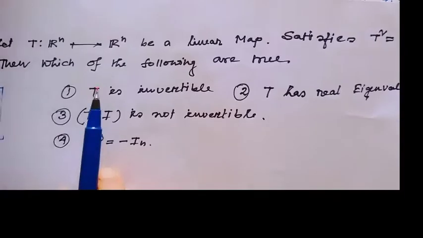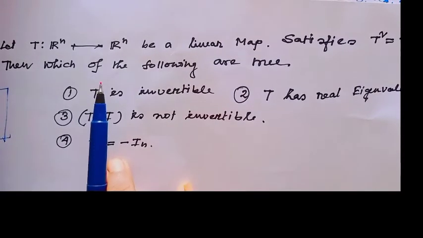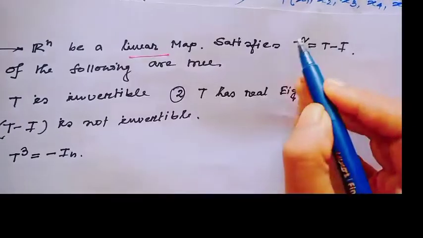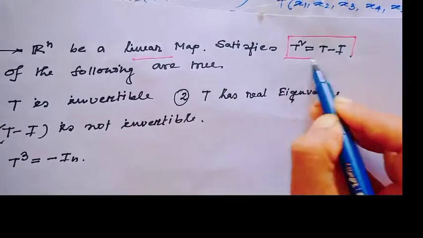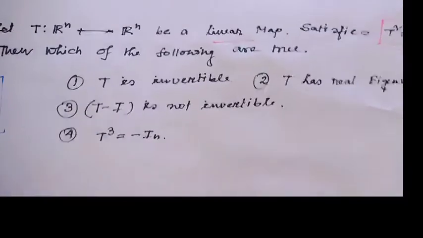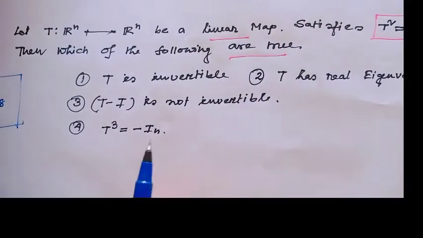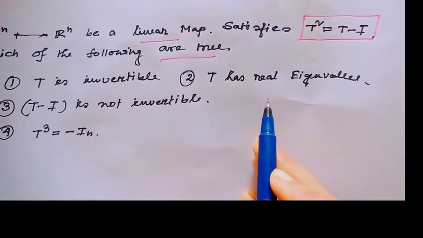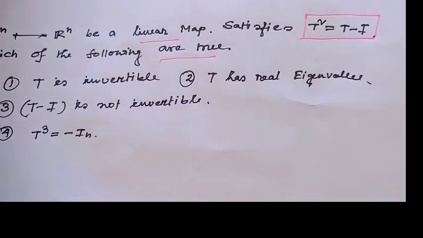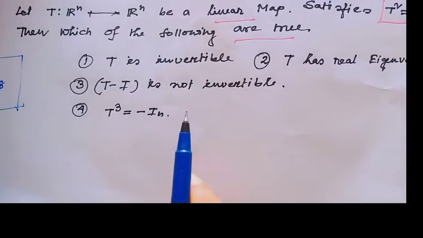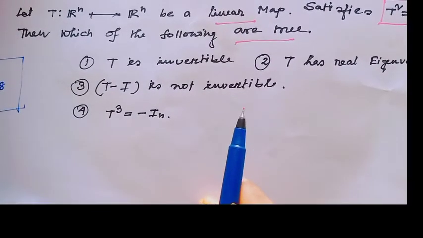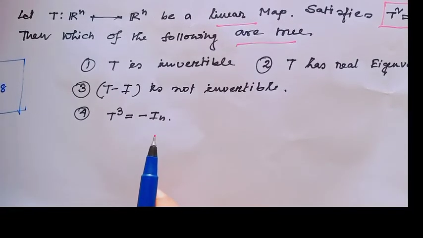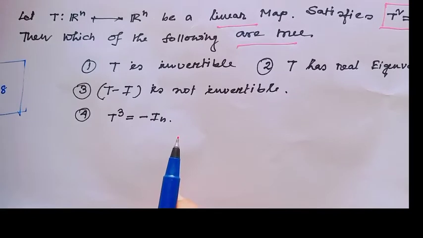The question is, consider a linear transformation T from Rn to Rn, which is a linear map that satisfies the condition T square equal to T minus identity. Then which of the following statements are true? Option 1, T is invertible. Option 2, T has a real eigenvalue. Option 3, T minus identity is not invertible. And option 4, T cube equal to minus identity.